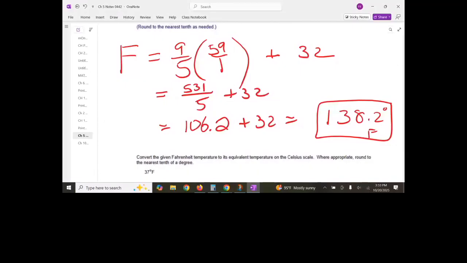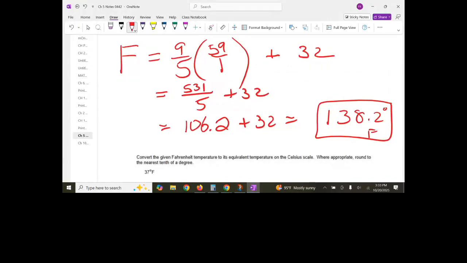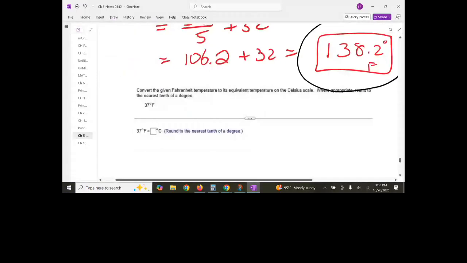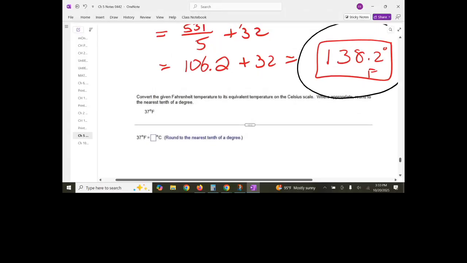So if somebody says, hey, 59 degrees Celsius, is that hot or is that cold? Right? And if we're not real comfortable with Celsius temperature because we don't go across the border all that much, we could convert it to Fahrenheit. We'd say that's 138 degrees Fahrenheit. Man, that's hot. Right? That's hot.